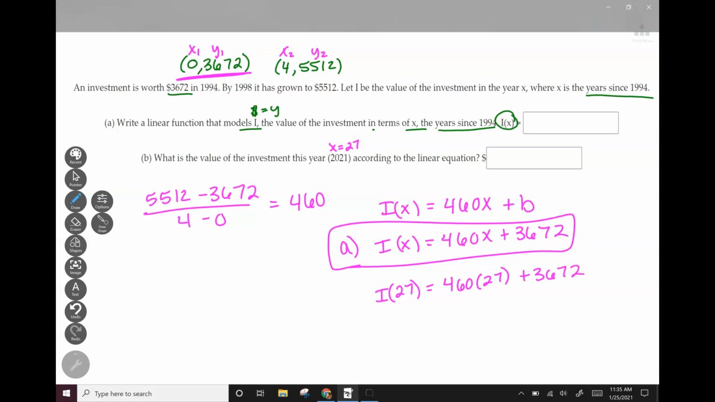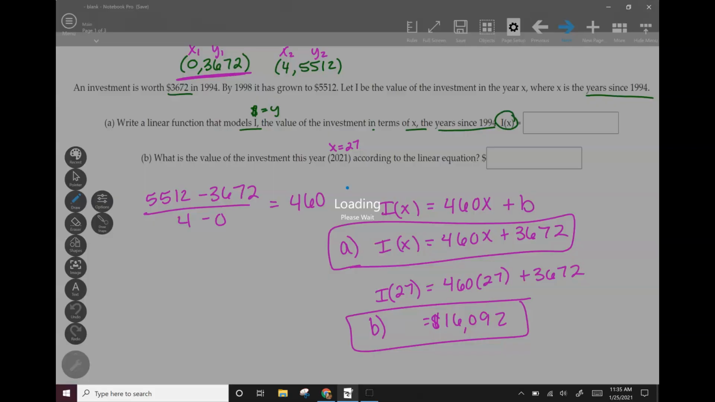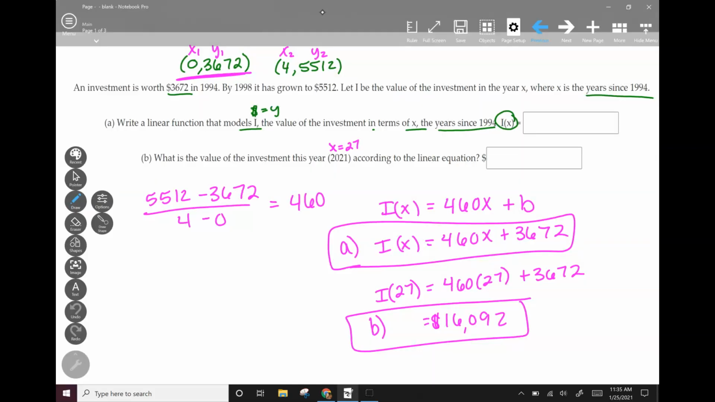Okay, so 460 times 27 plus 3672, doing that in my calculator, I got 16092, so $16,092. All right, so that was the most missed question. Let's take a look at, oh, nope, I have another one on this page, I forgot.